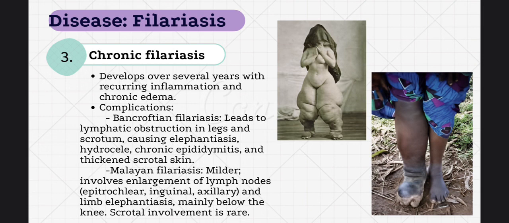And also Malayan filariasis. It is caused by Brugia malayi. It is usually milder. Swelling happens mostly in the lower legs, arms, and lymph nodes of the groin and armpits, and the scrotum is rarely affected.